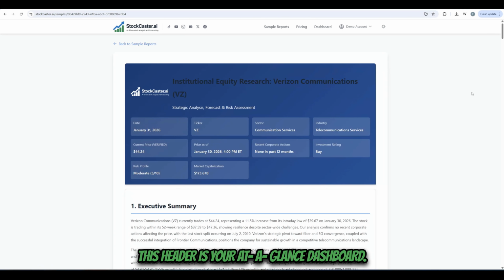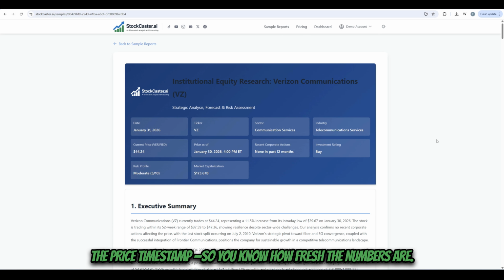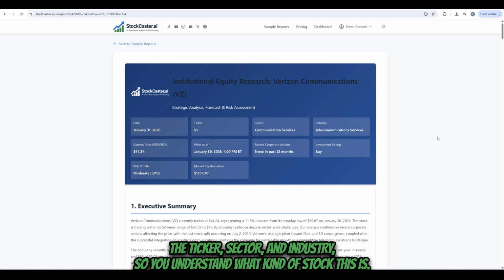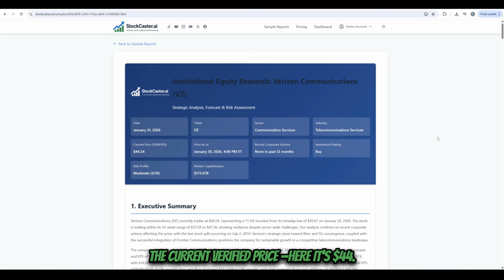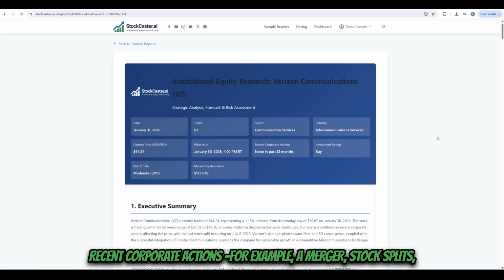Stockcaster.AI/samples. This header is your at-a-glance dashboard. It tells you when the report was generated and the price timestamp, so you know how fresh the numbers are. The ticker, sector, and industry, so you understand what kind of stock this is. The current verified price. Here it's $44. Recent corporate actions. For example, a merger, stock splits, or other actions that significantly impact the price.